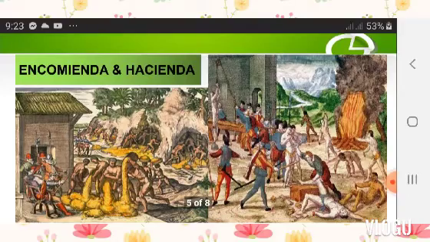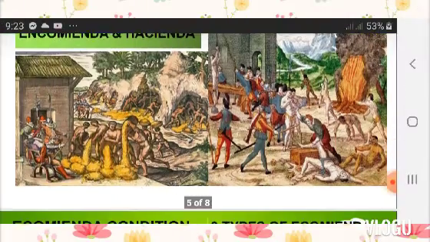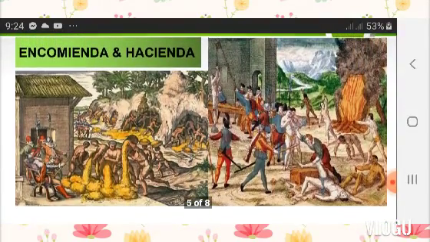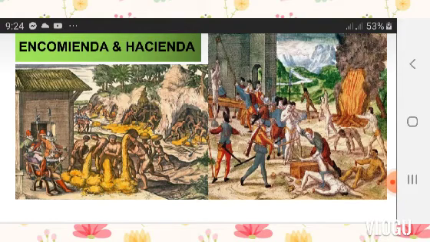Next, the encomienda and hacienda. The encomienda and hacienda system is a labor system developed by Spain, granting large amounts of land to settlers in the Americas and claiming ownership of the resources and of the natives. The system developed as an exchange in which the natives worked in return for protection and education.